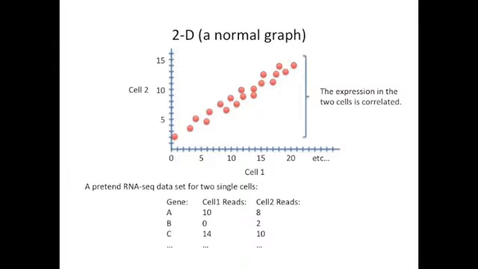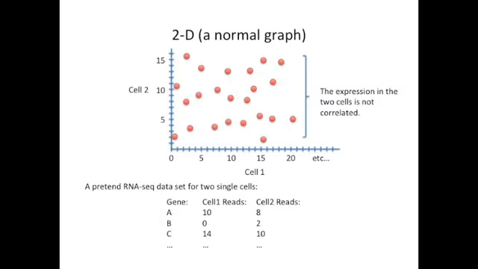Here, we see that the expression in the two cells is correlated, meaning genes that are highly transcribed in cell 1 are also highly transcribed in cell 2, and genes that are lowly transcribed in cell 1 are also lowly transcribed in cell 2. Or we might see that the expression in the two cells is not correlated, meaning if a gene is highly transcribed in cell 1, that doesn't tell us anything about whether it's highly or lowly transcribed in cell 2.